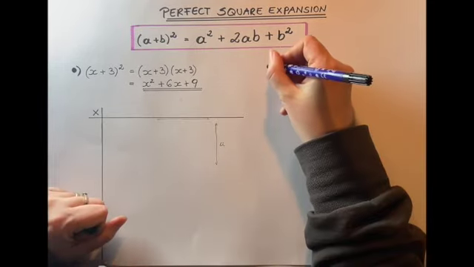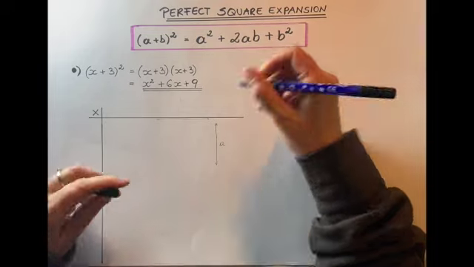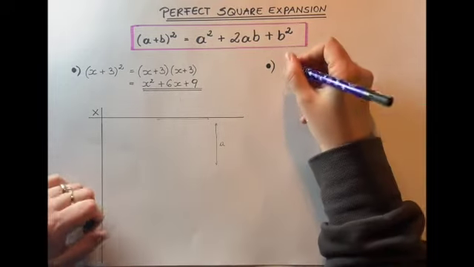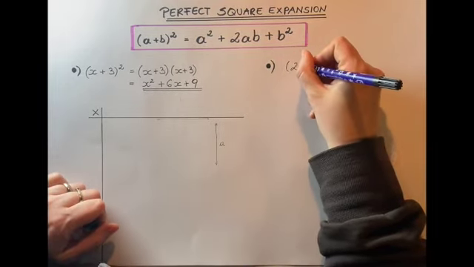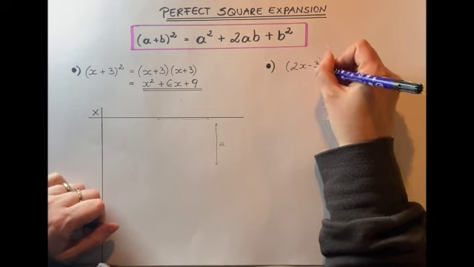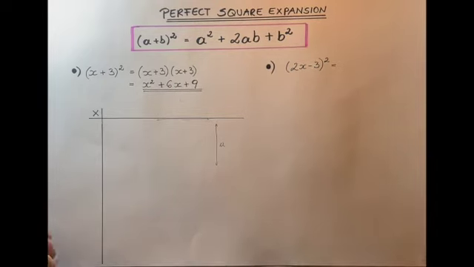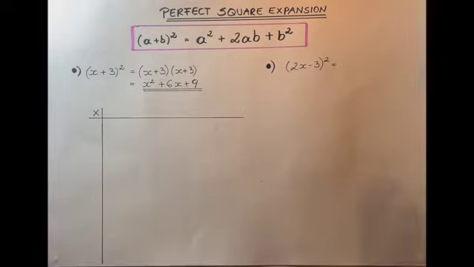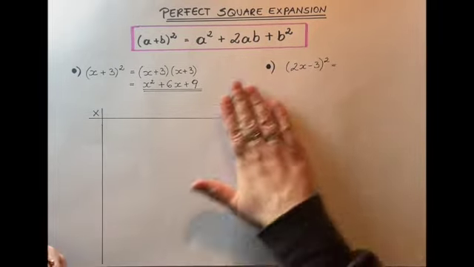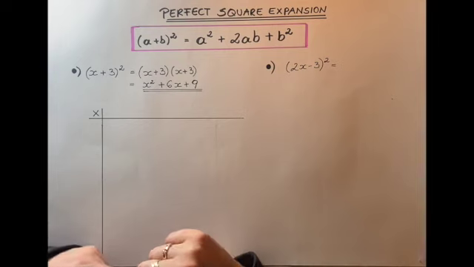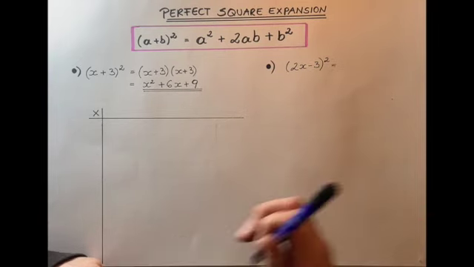Example, we have 2x minus 3 squared. Pause the video, try this with your algebra tiles, and then come back to see if you were right. I'm assuming that you have tried and that you're back to see if you're correct. I'm going to start with the algebra tiles as I always do.